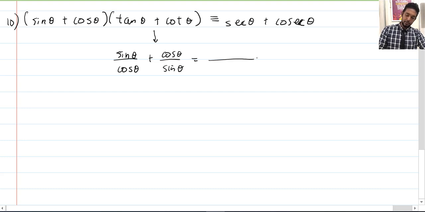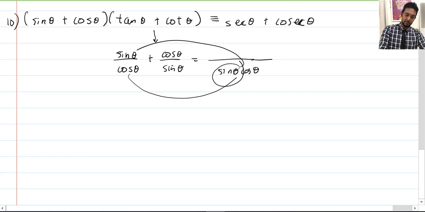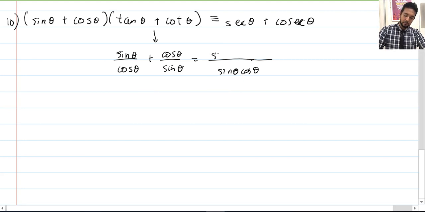Okay, so if we do a common denominator, what are we going to get? We could get sine theta cos theta, right? So cos theta into this will go sine theta times, and sine theta by sine theta will give us back what? Sine squared theta. And similarly, sine theta into that will give us cos theta. Cos by cos will give us back cos squared. And sine squared plus cos squared is 1, right? So we have 1 over sine theta cos theta.